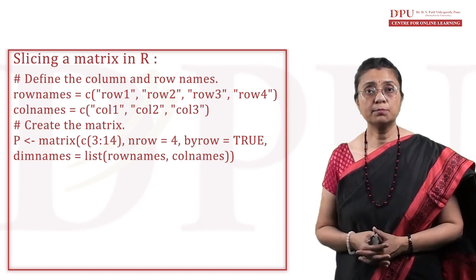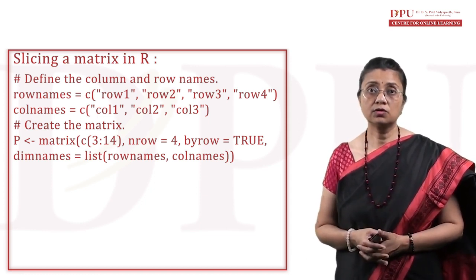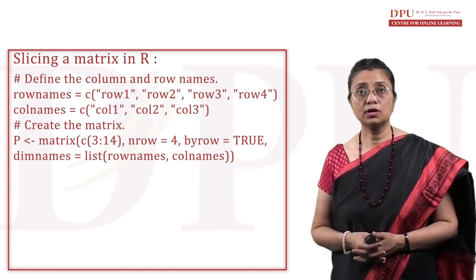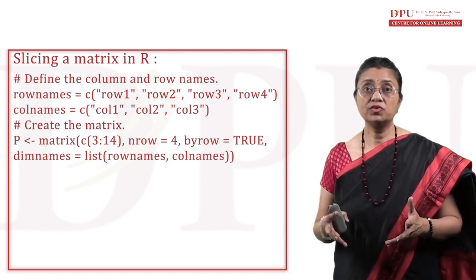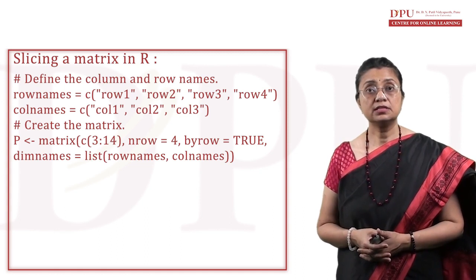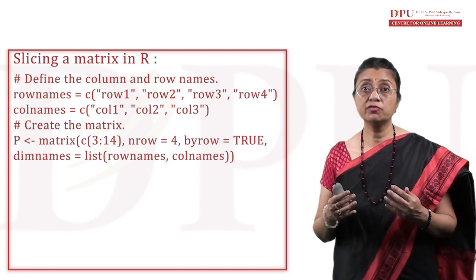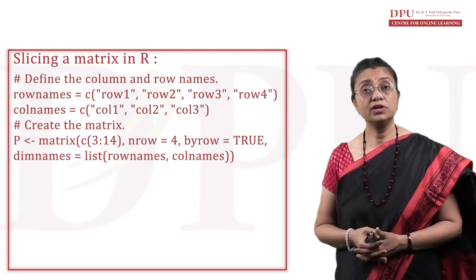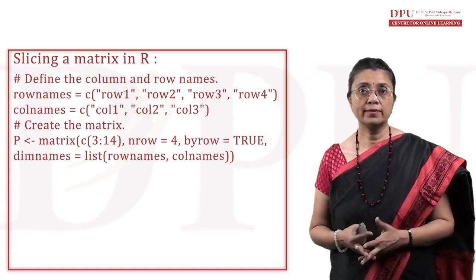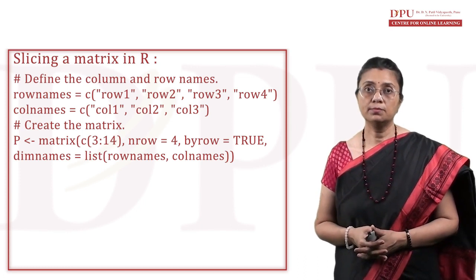In the same example, we have seen that there are rows and columns, where the row names are row 1, row 2, row 3, and row 4, and the column names are column 1, column 2, and column 3. So we create a matrix, and we write here matrix, c(3:14), nrow is 4, and byrow is true. Since we want to store the data row by row, we have set byrow equal to true, and then we give dimnames equal to a list of row names and column names.